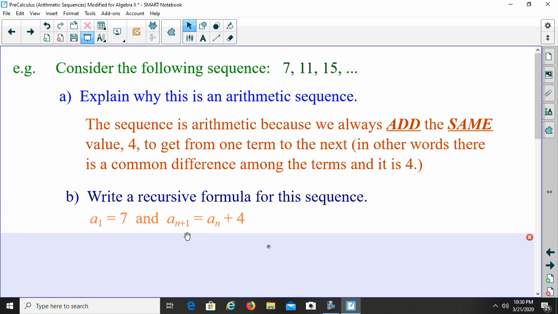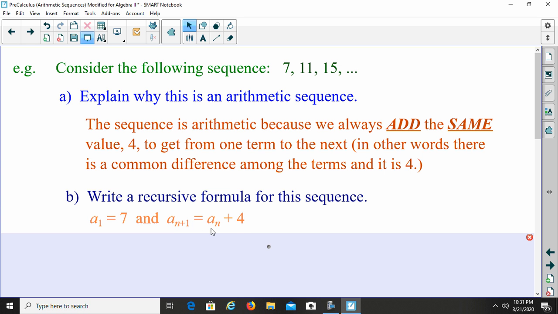And then here we're saying to get the n plus first term, take the nth term and add 4 onto it. Because again, in this sequence we're adding 4 to get from term to term. So to get a sub n plus 1, take a sub n and add 4. The problem with the recursive formula is, if I wanted the term, say, a sub 100, I'd have to let this n be a 99 in order to get a sub 100. And then this n would also be a 99.